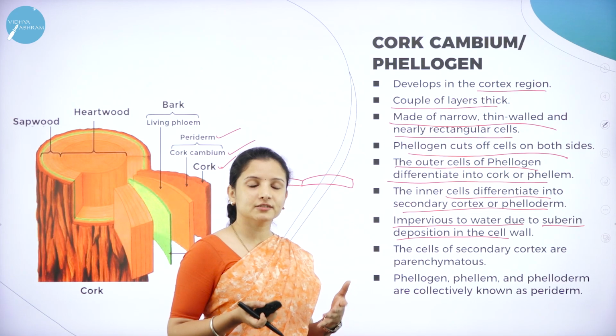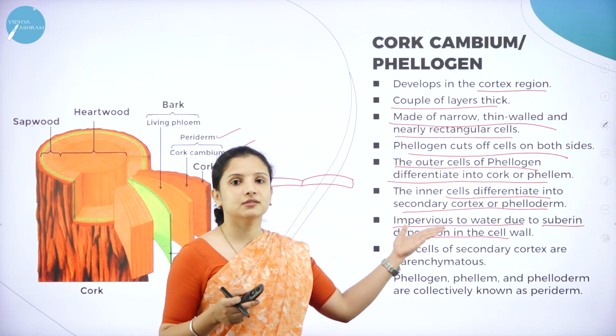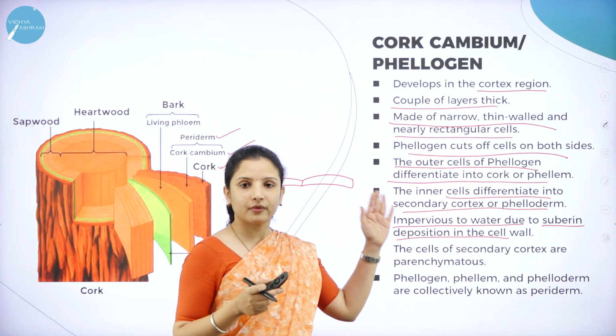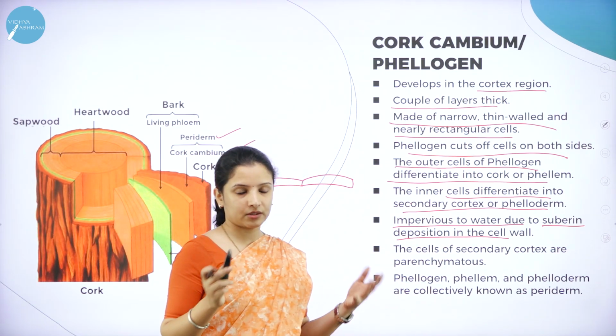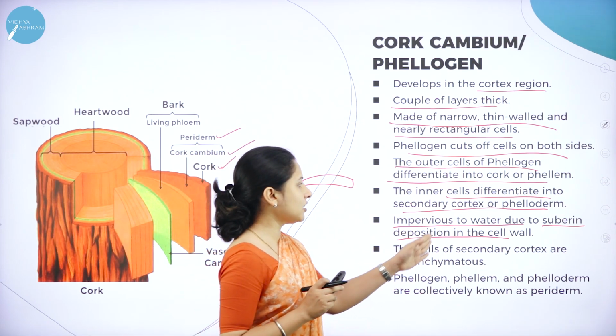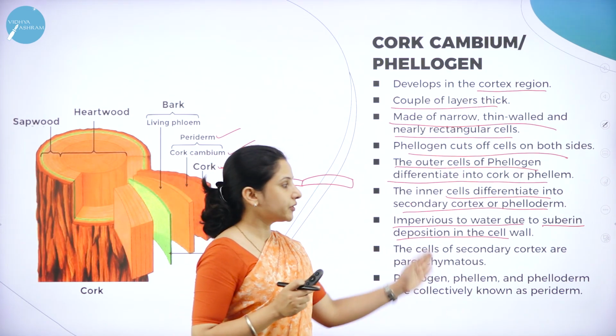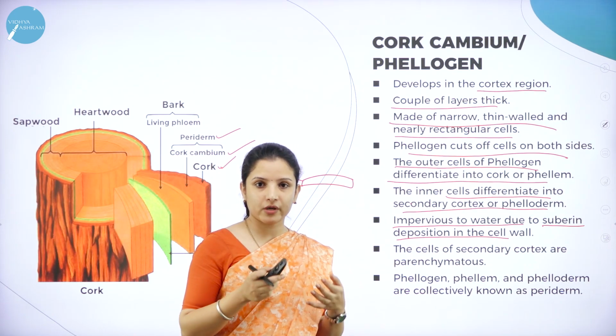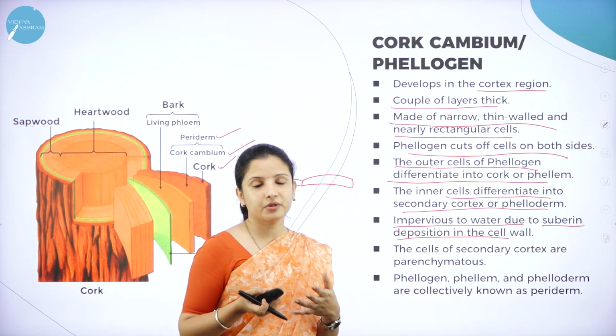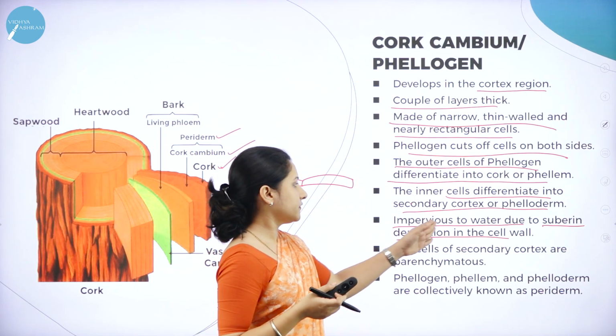So in the cortex what is there? The cortex cells, that is the parenchyma, sclerenchyma, collenchyma and all are there. And few of the cells in that particular region, especially the collenchyma, have suberin deposition. Because of the suberin deposition, what happens? It will not allow the water to enter into it. It becomes impermeable, or impervious to water.